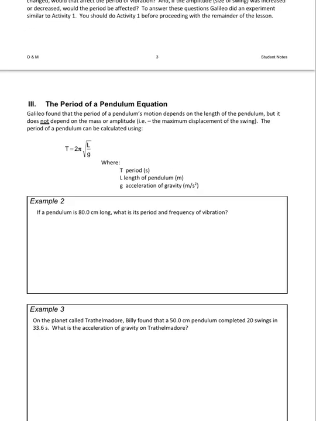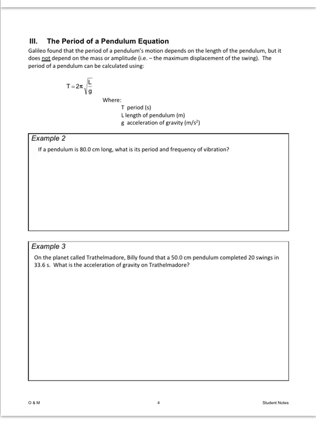What Galileo found was that the period of a pendulum's motion depends on the length of the pendulum, but it does not depend on the mass hung from it or the amplitude, so how far away from center the pendulum is swung from. So the period of the pendulum can be calculated using this equation. That equation is on our formula sheet under waves, just above our frequency and period formula.